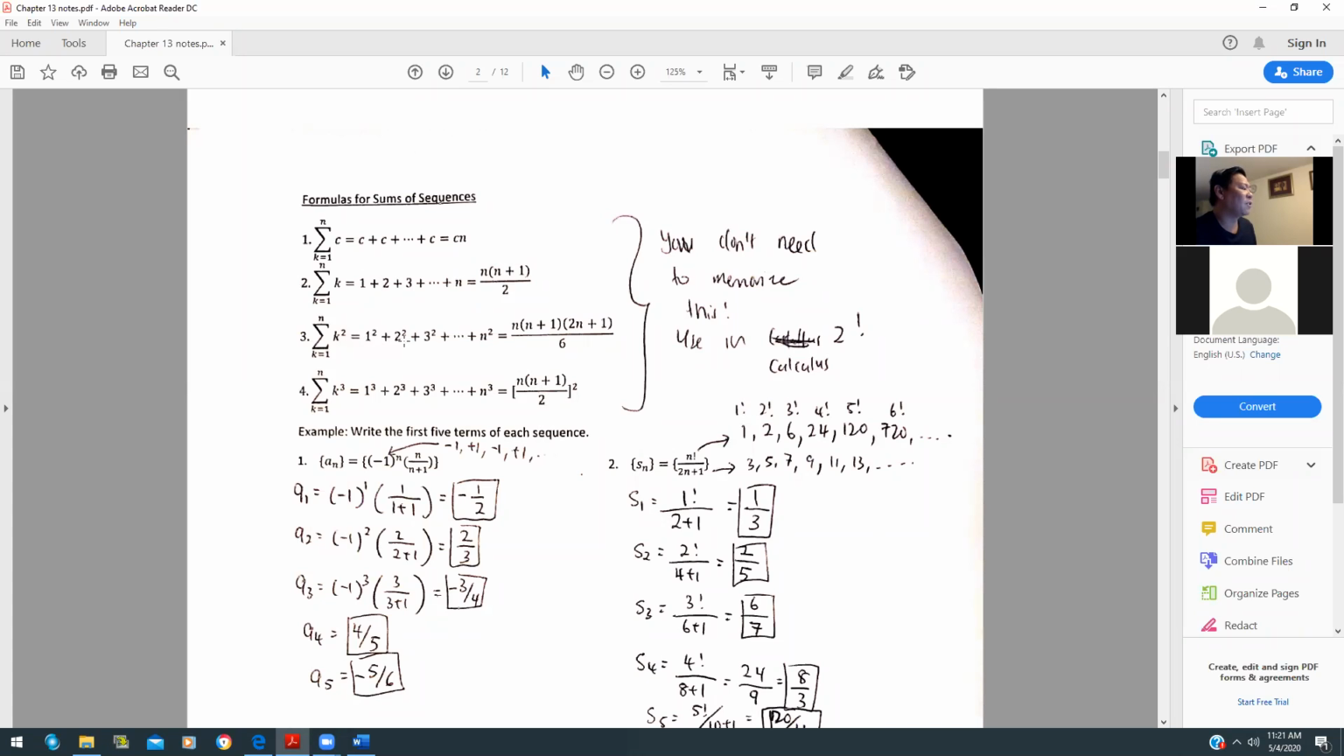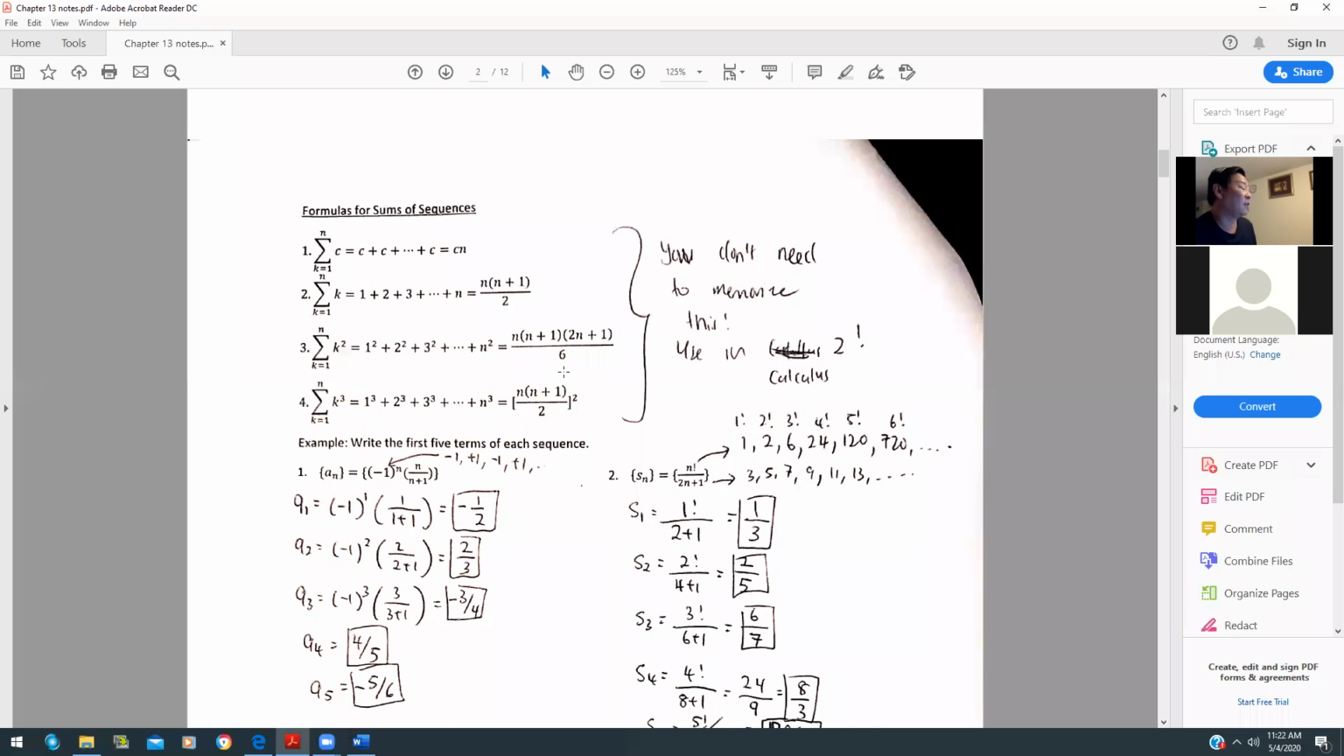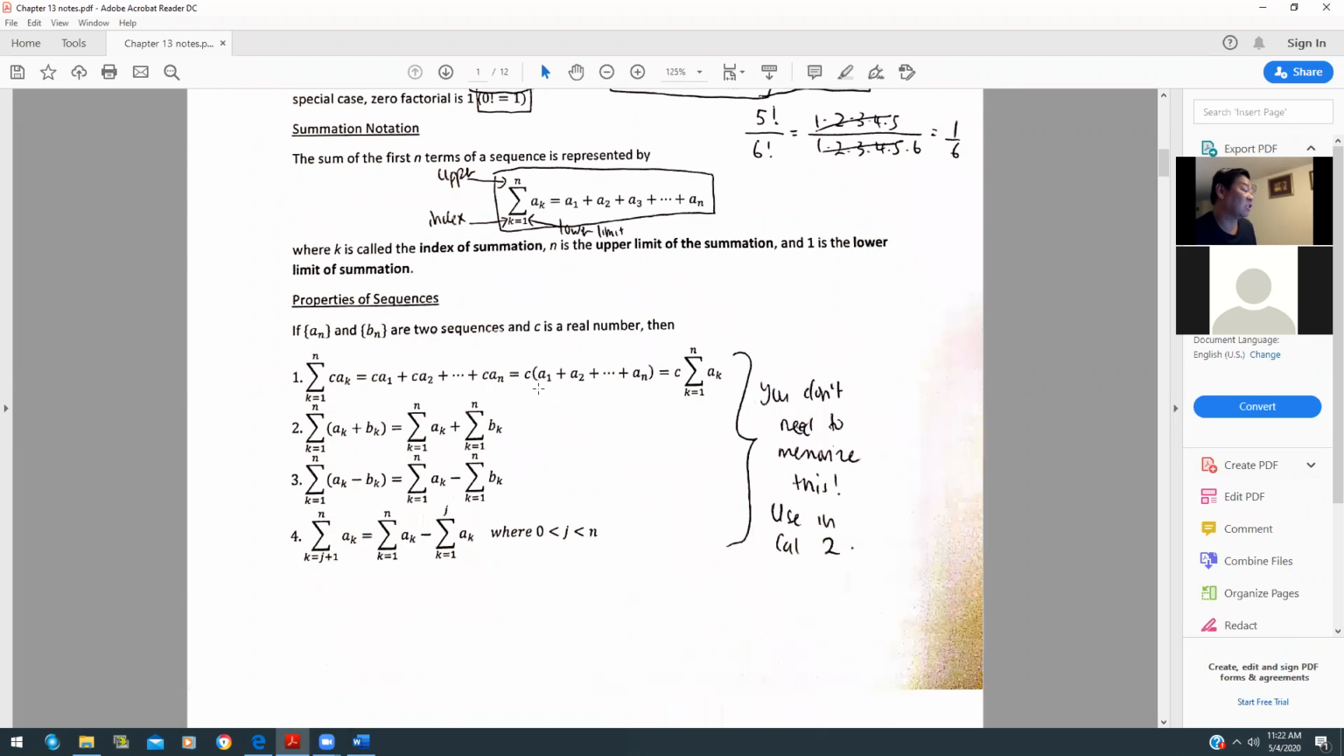So if you have 1 square plus 2 square plus 3 square, so if you have a square part, then you have n times n plus 1, 2n plus 1 over 6. And then finally for k cubed, if you add all your power 3, that is n times n plus 1 over 2, squared. Again, class, these formulas that I have written down here, you do not need to memorize because it's given in the test. You will use this a lot in calculus 2.